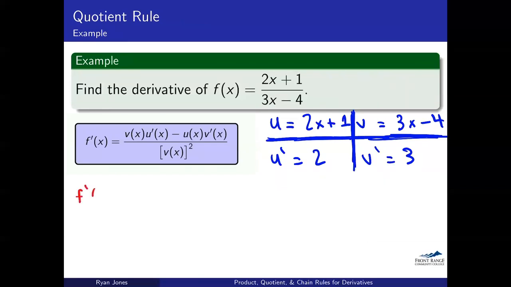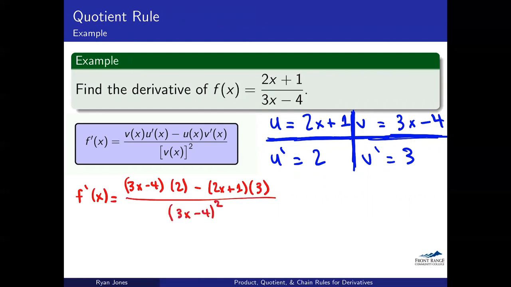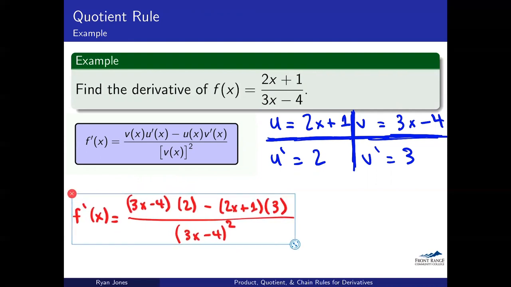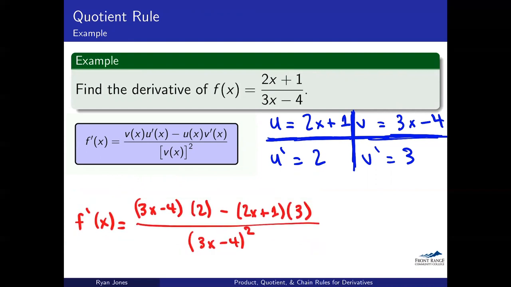So f prime of x is going to be v, which is 3x minus 4, multiplied by u prime, which is 2, minus u, which is 2x plus 1, times v prime, which is 3, all over v squared, which is 3x minus 4 squared. And so right here, we've got our derivative. At this point, we are done with the calculus. We can just simplify now, just a bit of algebra to actually simplify, and then we're done.